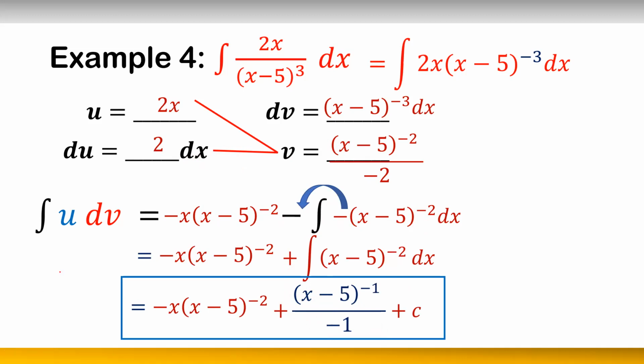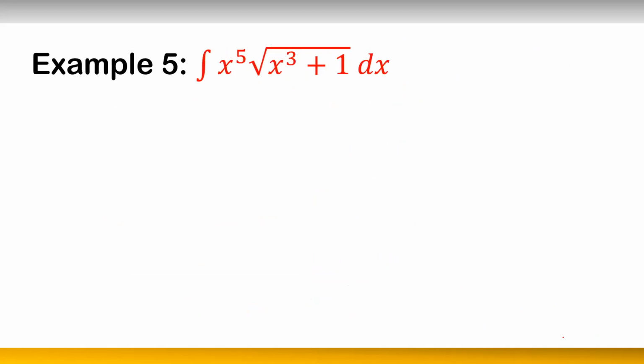Sulat ko na lang po. The simpler version of this answer is, di ba yung walang negative power, yung negative x over x minus 5 quantity squared. Tapos minus 1 over x minus 5 plus c. Yan, this is the simpler version of our answer. Okay, so ayun po. You can always pause the video if you want to digest or absorb what we've been discussing. Now, let's have example 5.